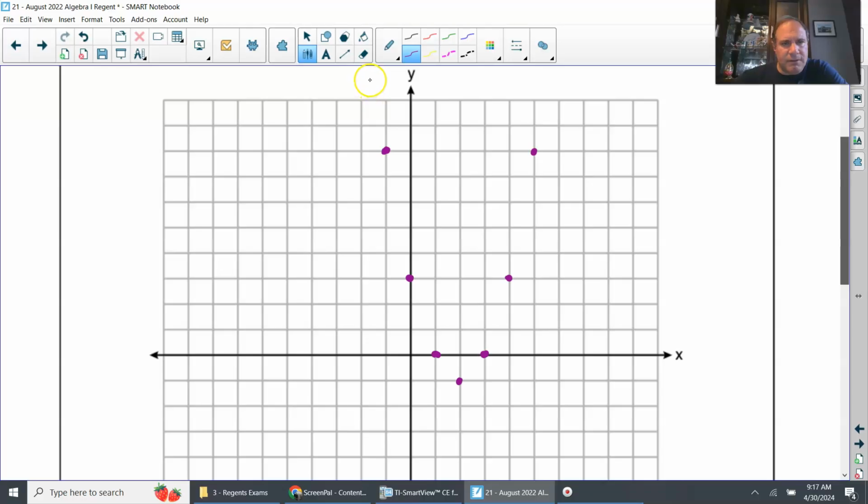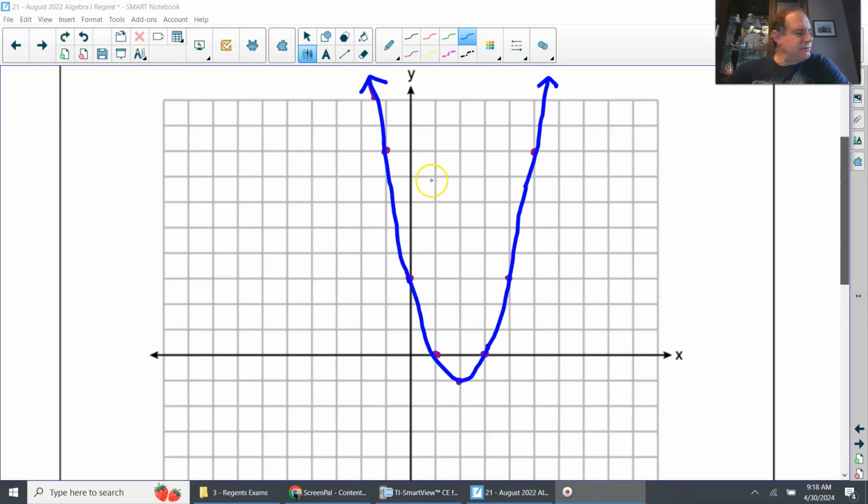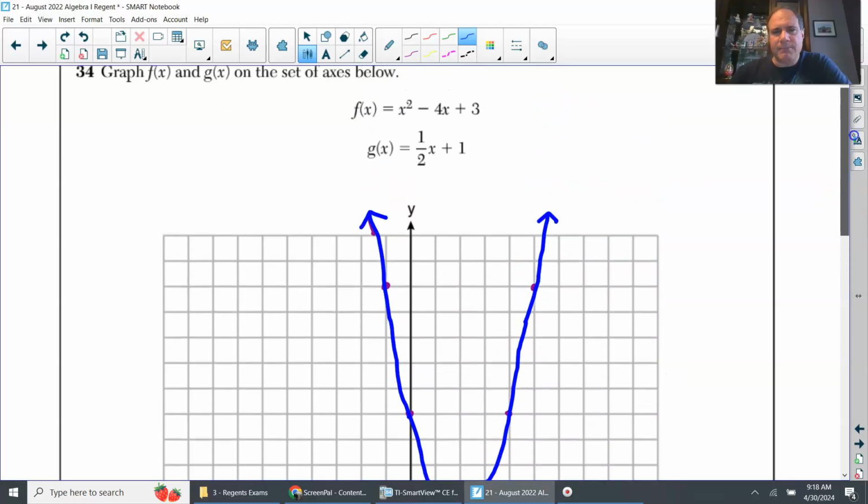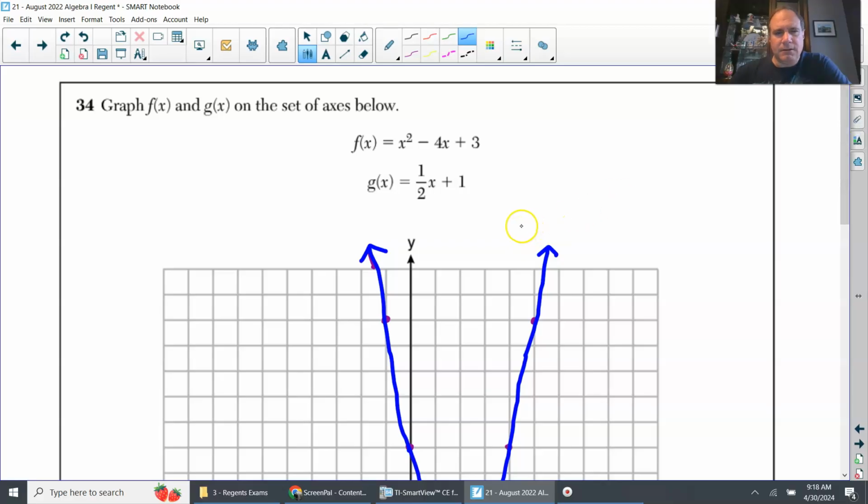So now you just go off the graph a little bit, because I'm just going to put this in blue and try my best. And there's my U shape. So when I go ahead and finish that, just remember to put the label on it: f of x equals x squared minus 4x plus 3.